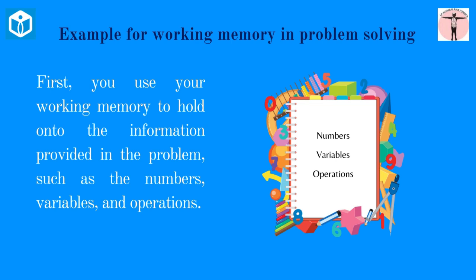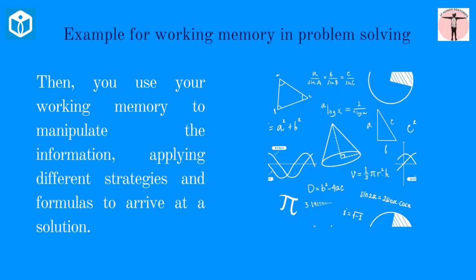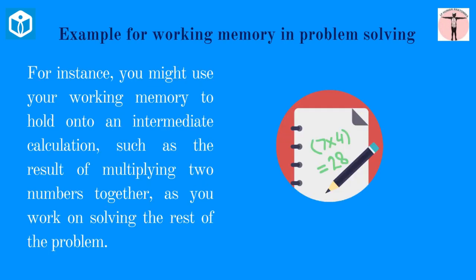First, you use your working memory to hold on to the information provided in the problem, such as the numbers, variables, and operations. Then, you use your working memory to manipulate the information, applying different strategies and formulas to arrive at a solution. For instance, you might use your working memory to hold on to an intermediate calculation, such as the result of multiplying two numbers together as you work on solving the rest of the problem.